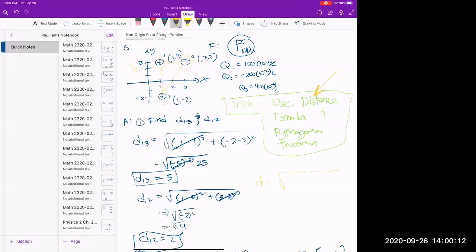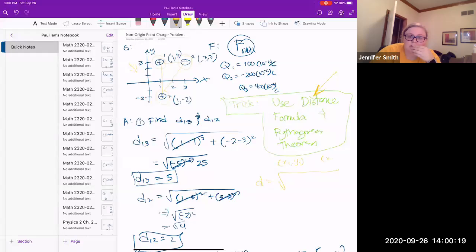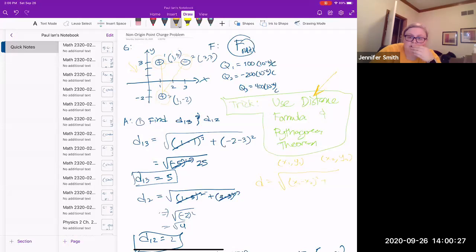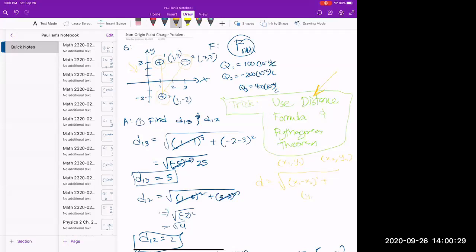If you have, for example, x1 and y1 for one point, and then another point, x2, y2, it's just the square root of the differences in coordinates squared, plus the difference in the y coordinates squared. All of this is square rooted. And then I'll send what I have to you as a PDF so you can refer back to it. You don't have to write everything down.